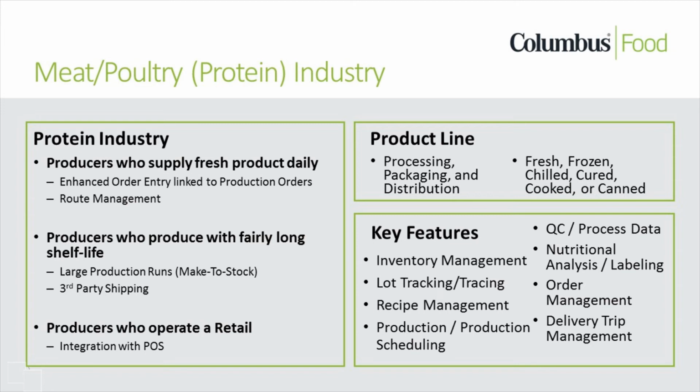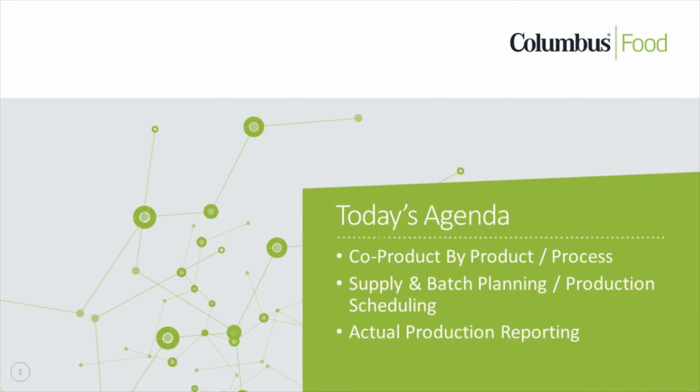For many years, Columbus has worked with various types of meat processors and their product lines. Columbus has the solution, experience, and support to meet processors' unique ERP system challenges. This specific video highlights Columbus Foods co-product and byproduct recipe management, supply-based scheduling, and production recording and reporting.